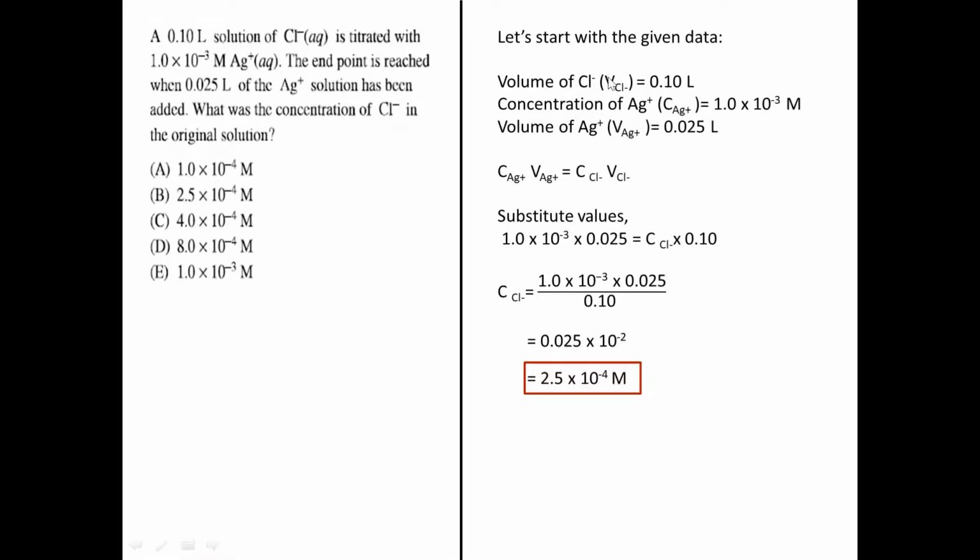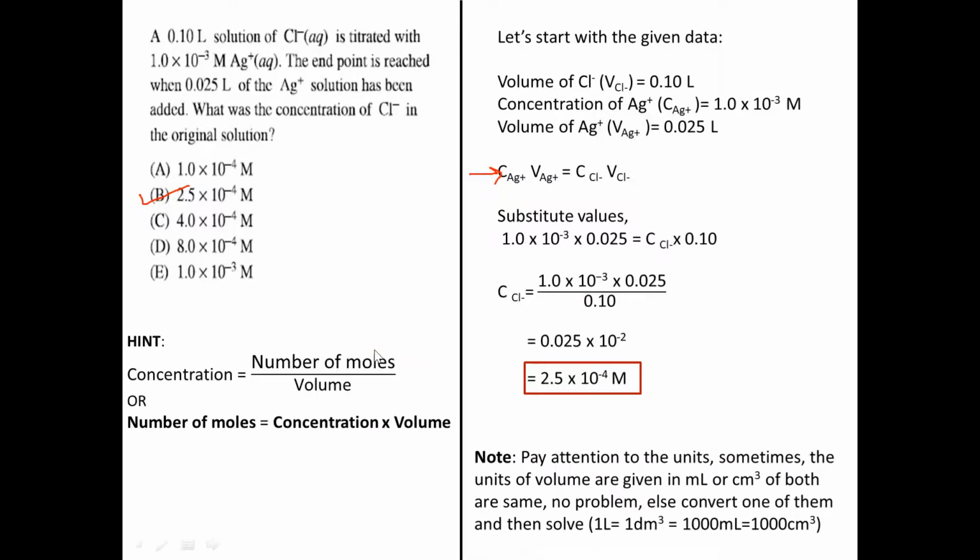Let's see the solution. This is the data that we have been given in the question: volume of Cl⁻, concentration of silver and volume of silver. This is the formula that we saw earlier. And now if I substitute the values and rearrange for Cl⁻, this is the answer that I'm going to get, which is my option B.